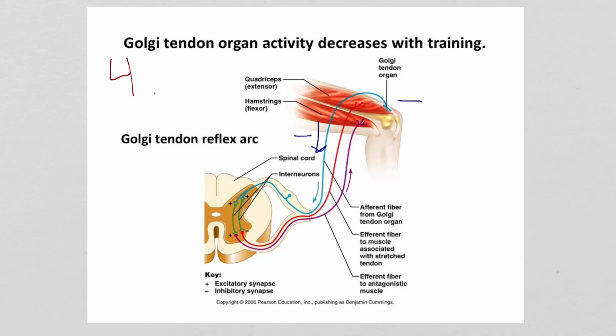And how do we know it's the nervous system? Well, because as of yet you cannot have measured any hypertrophy within the muscle. The muscles haven't gotten any bigger, and yet you've gotten stronger.